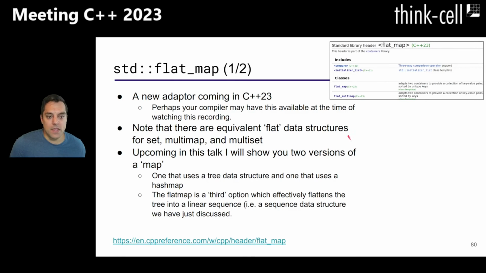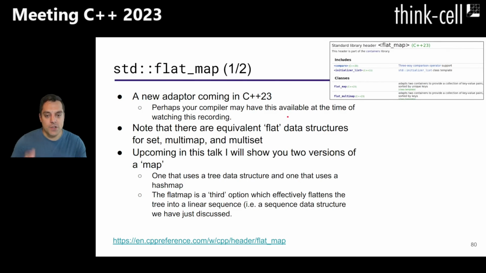Okay, and finally in C++23, we get something known as a flat map. Now this is something that you might have available in your compiler, depending on if you're on the cutting edge at the time of this recording in 2023. And these are a new set of flat data structures. There's 4: flat map, flat set, flat multi-map, flat multi-set, and so on. But I'll go ahead and show you later on in this talk what a map is and what an unordered map is. But C++23, we add in a flat map.